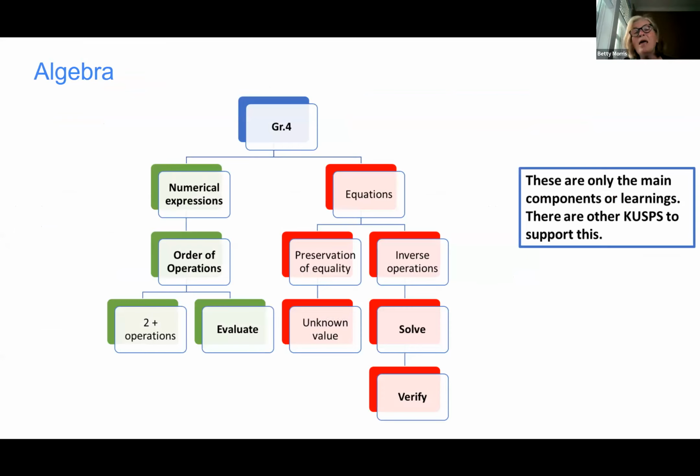Okay. So what I have here for you for the next 3 grades is a very, very broad overview of what you're going to be doing. So these kinds of visuals will help you. And if you look at the green part in grade 4, it says these are only the main components or learnings. In grade 4, and these are just reworded from the CUSPs and the learning outcomes, grade 4s are going to focus on numerical expressions, and we're going to talk about what they are, order of operations, 2 operations, and they're going to evaluate them.